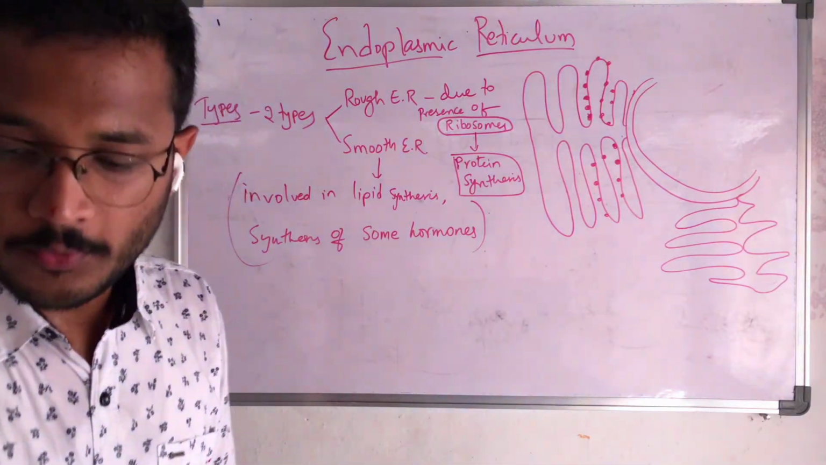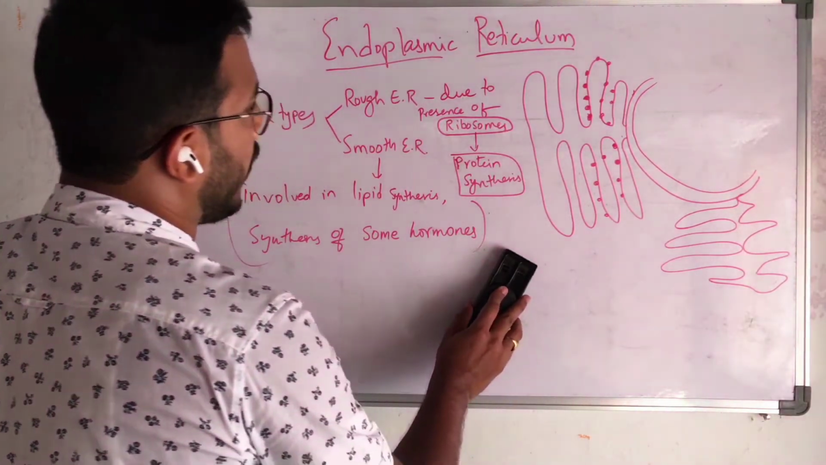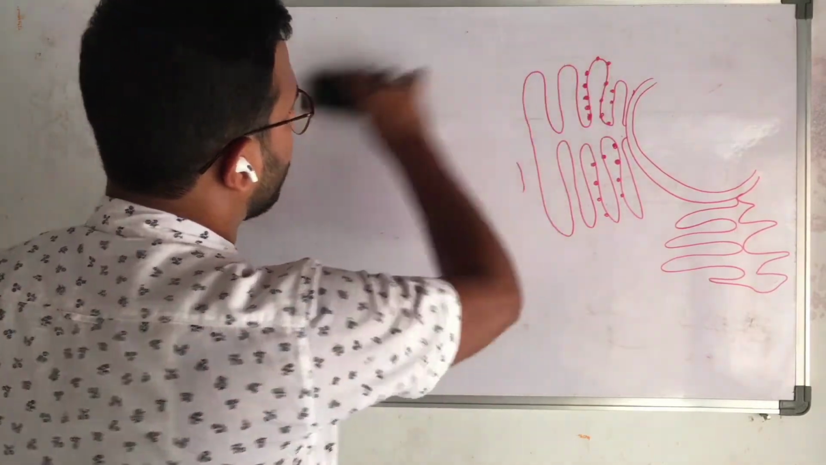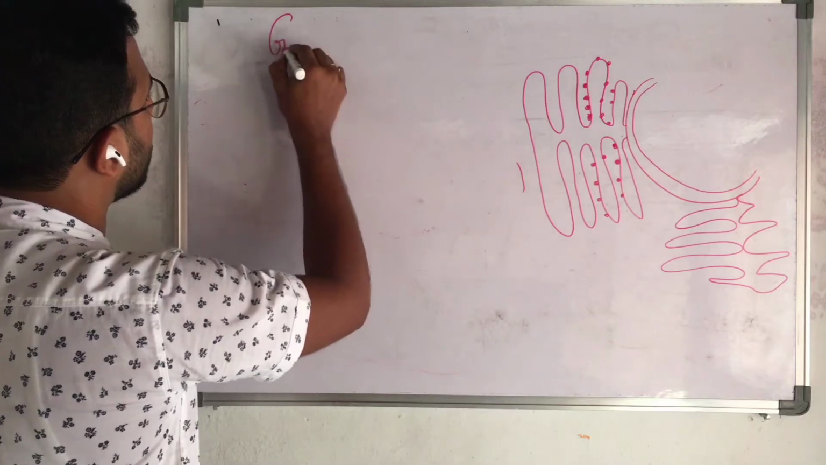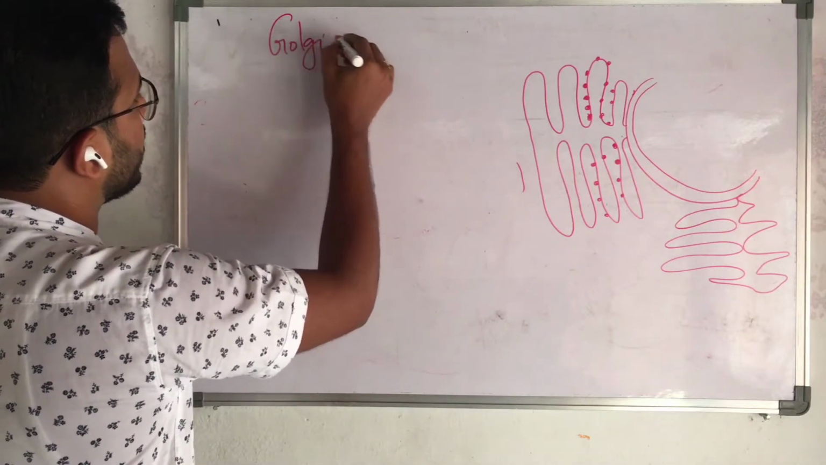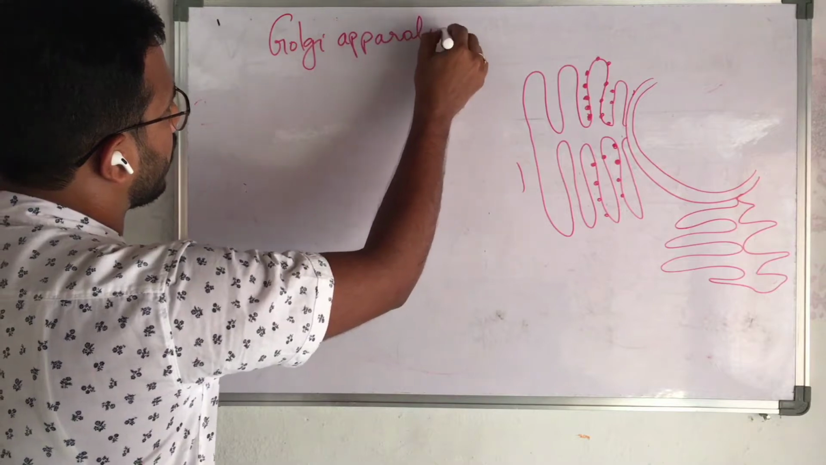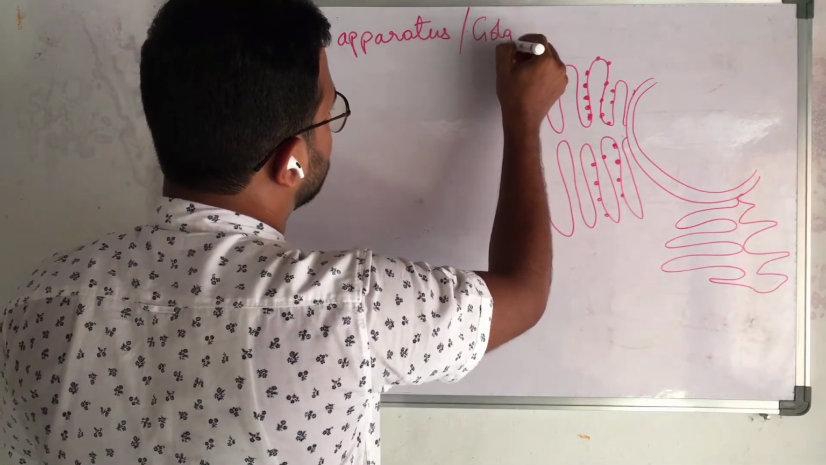Okay, now we are going to the next cell organelle, that is the Golgi apparatus. The next cell organelle is the Golgi apparatus or Golgi complex.